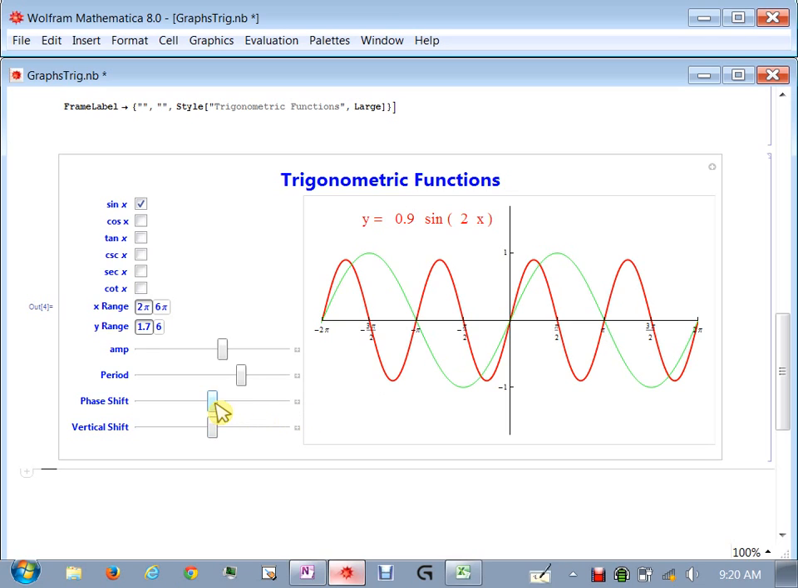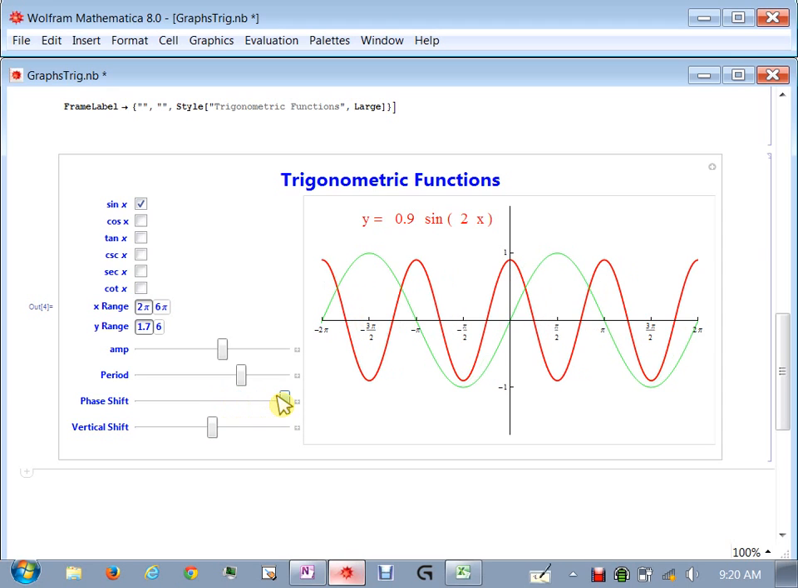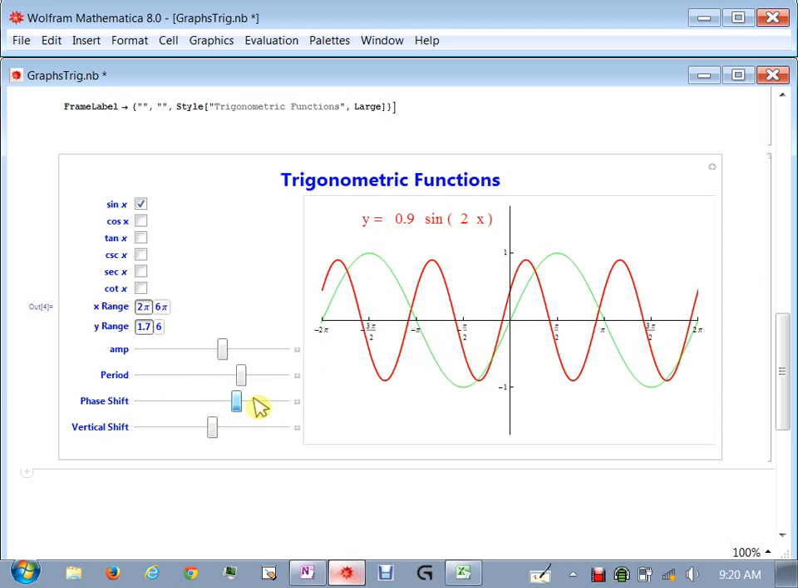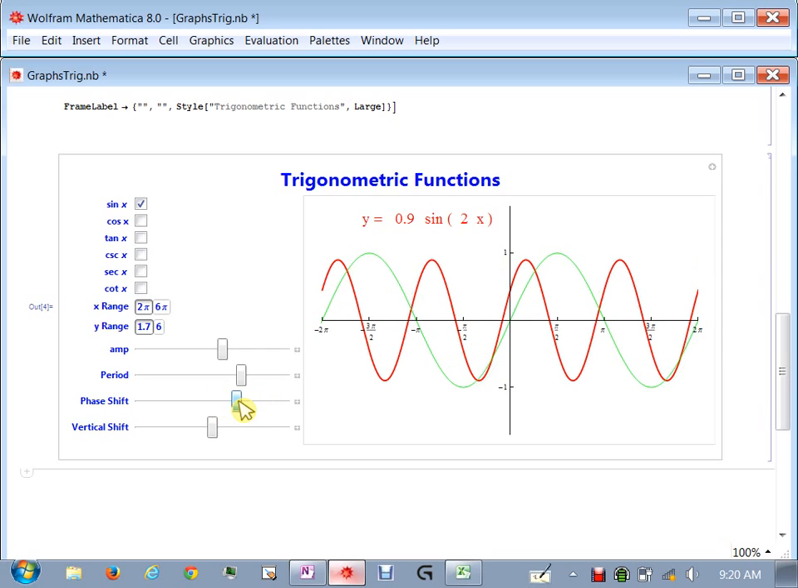But what about what we call a phase shift? Phase shift is basically a left and right shift. You see me moving the graph, moving it left and right here? Y'all see that? Look, y'all see me dragging this little thing across on this right here?